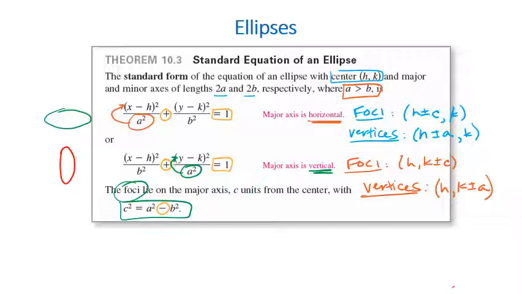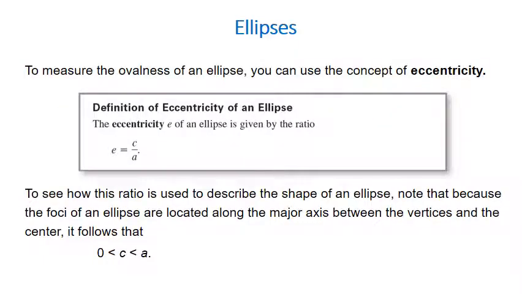One last thing to know about ellipses is the eccentricity. The eccentricity helps us determine how oval the ellipse is, because an ellipse can still be a circle if A and B are equivalent. Depending on how oval it may be, it can be found by the eccentricity. So E is equal to C divided by A. Okay.